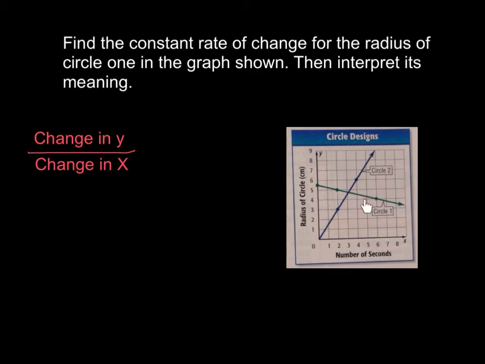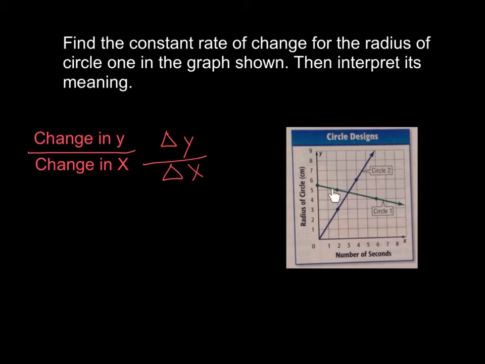So this problem here asks us to find the rate of change for the radius of circle 1. You can see that's this line right here, and then we're going to interpret its meaning. So we know that to find the rate of change, we're always going to do the change in the y over the change in the x. Now the way to write this in math terms, the change in y, we can write that this way. Put a triangle, that means the change in y over the change in x. So get into the habit of this because we're going to be using this in upcoming lessons, and you'll continue to use this in math in future years as well. So that triangle means the change. So the change in y over the change in x, which is how we find the rate of change.